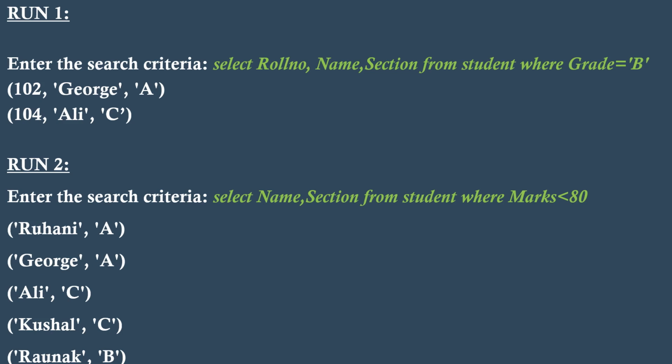Here I have just written: select roll number, name, section from student where grade is equal to B. Now you can see the output is like this. It displays the roll number, name and section of those students whose grade is B. Similarly, on the second run, I have given this search criteria: select name, section from student where marks less than 80. This shows those particular records.